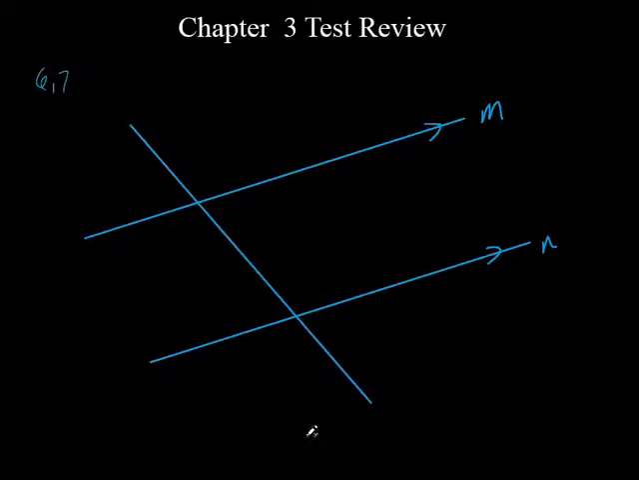And what do they tell you? They tell you that angle 4 is equal to 6x minus 5. And if you look at your picture, where is angle 4? Angle 4 is this one right here, isn't it? And they say it's 6x minus 5. So let's write that in there. 6x minus 5. That's what that angle is right there.